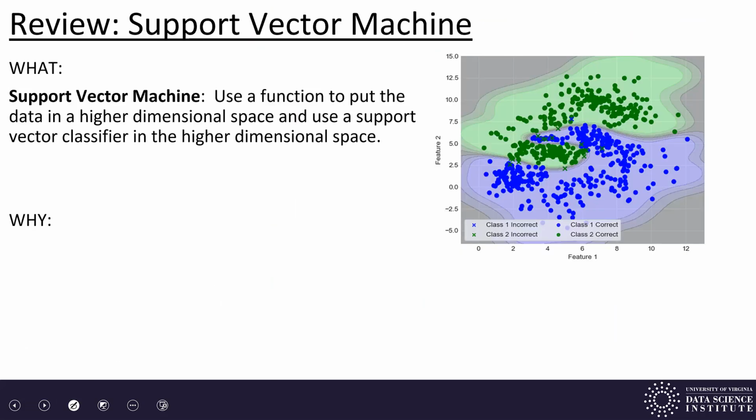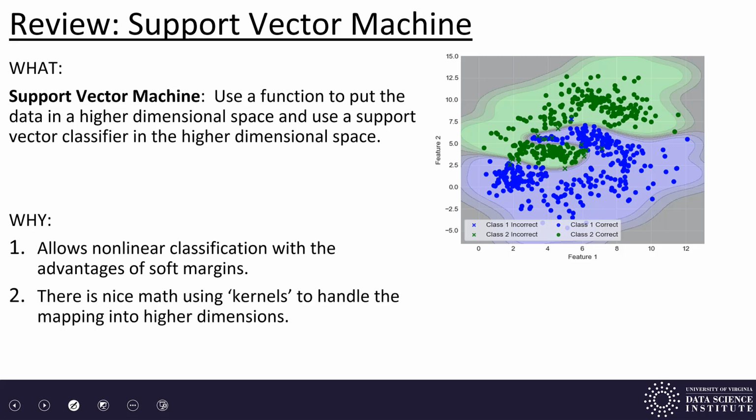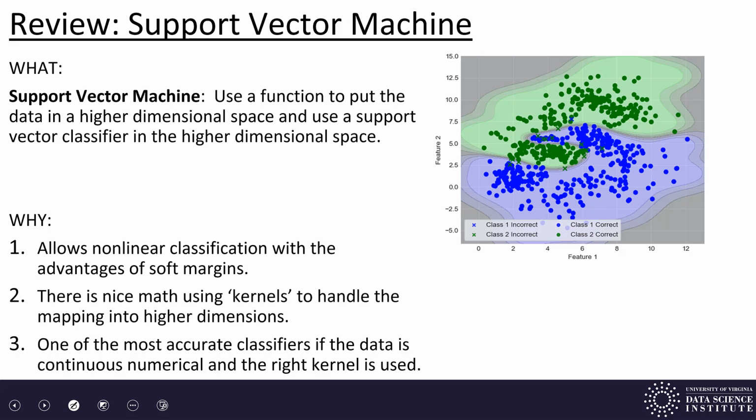So review, and I love to have a picture that reminds me of how something works, and this picture on the right-hand side tells you how really well support vector machine can work when your separation is nonlinear. So what is support vector machine? It's a classifier where we use a function to put the data in higher dimensional space and then use a support vector classifier in the higher dimensional space to get our separation. Why do we do this? It allows nonlinear classification with the advantage of soft margins. There's really nice math using those kernels that handles the mapping in high dimensions. And it's one of the most accurate classifiers if the data is continuous numerical data and the right kernel is used.